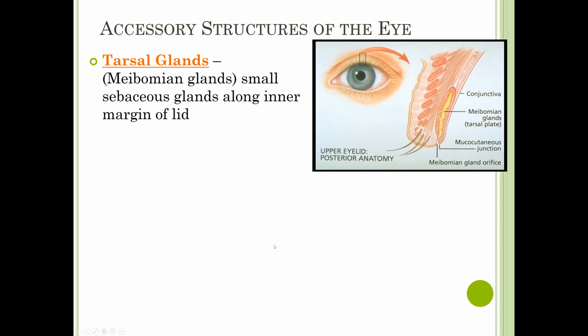And then if we take a closer look at the eyelids, we have some glands to talk about. First there are glands called tarsal glands, which used to be referred to as meibomian glands. These glands are small sebaceous glands, which are oil glands along the inner margin of the lid. So if we take a closer look at one of your eyelids, here are your eyelashes coming out at the bottom. Behind your eyelashes, on the underneath surface of your lid, is where you have these tarsal glands. They release this oily solution right behind where your eyelashes are coming out.